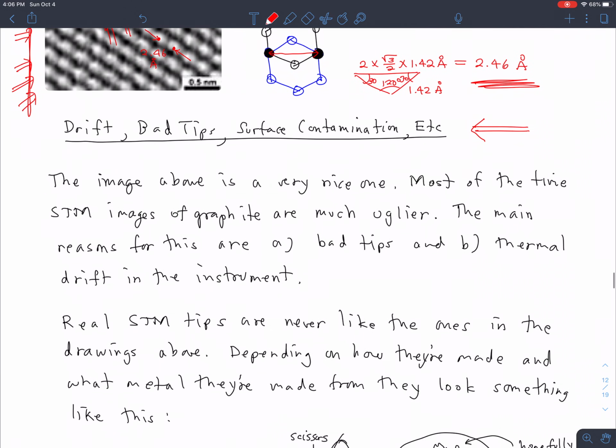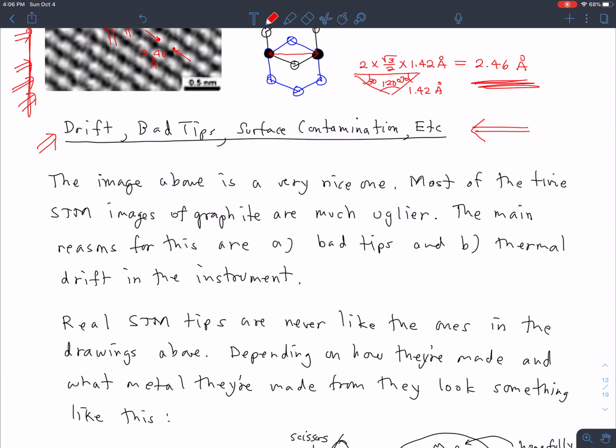And here are some of the reasons why. The primary reasons are drift, bad tips, and surface contamination. Bad tips, I imagine you can imagine what that means. It means a tip that's not atomically sharp, not sharp enough to even get this kind of resolution. Surface contamination means some kind of garbage on the tip, on the surface. It turns out that's less of a problem than you might imagine. We'll see why.